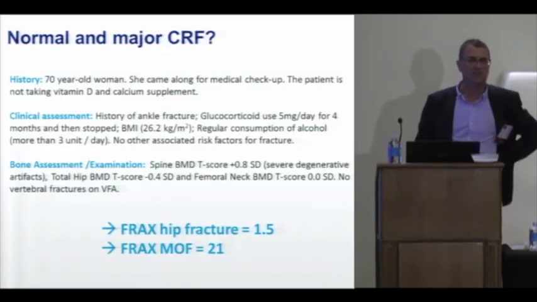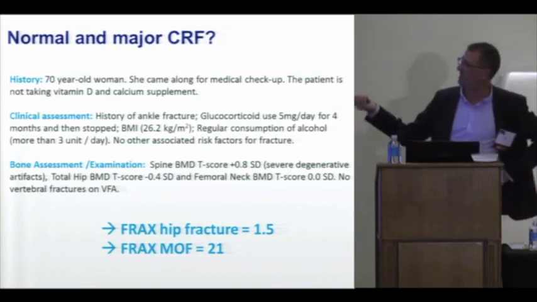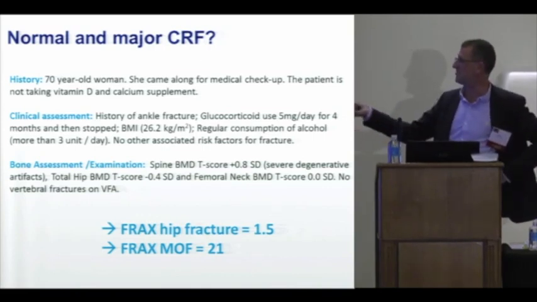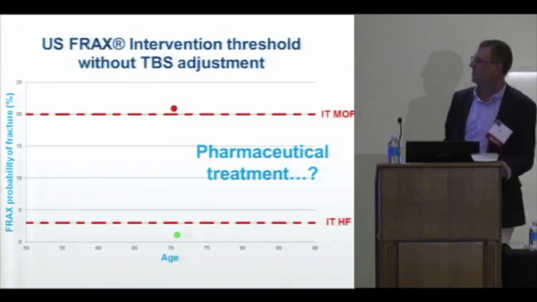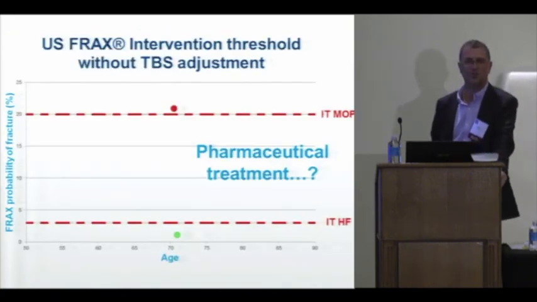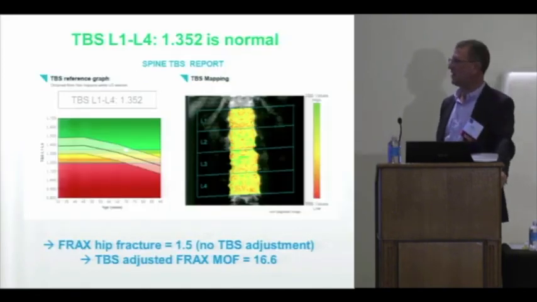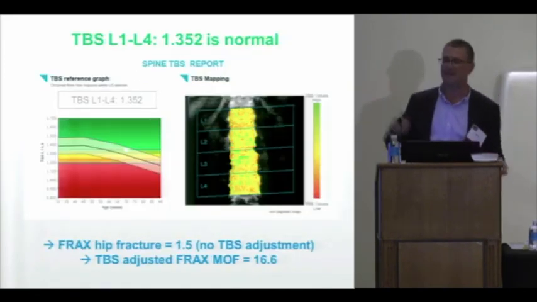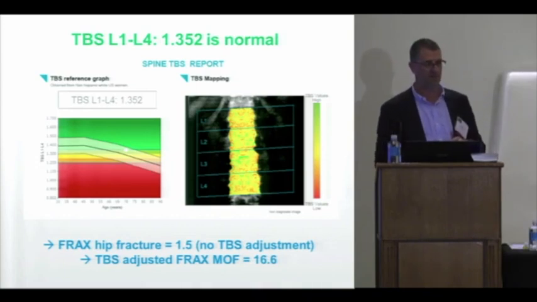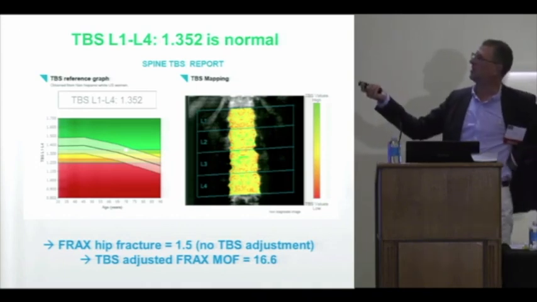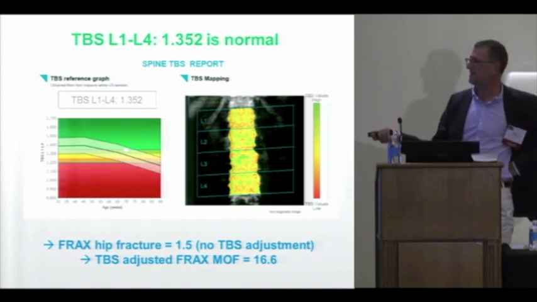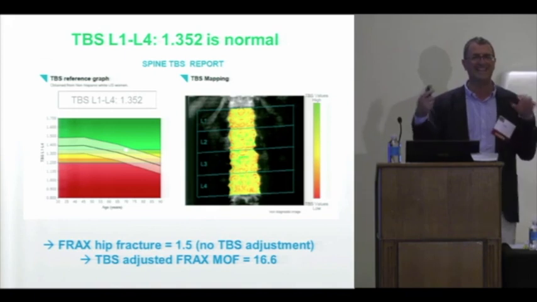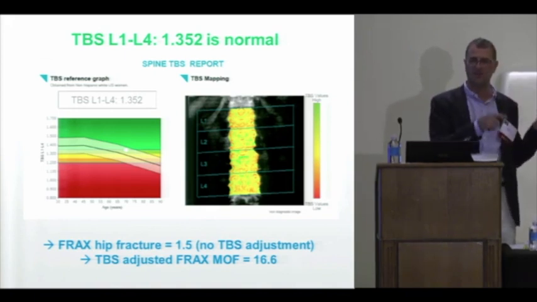The patient we mentioned today, at the beginning, you remember the 70-year-old lady, her FRAX was 1.5 for hip and 21% for major osteoporotic fracture. So that was an affirmative treatment. Would you treat or not treat that patient? It happened that this patient had a very good TBS value. That TBS value was 1.35, which is absolutely normal for her age. So normal means a 21% decrease for FRAX major osteoporotic fracture.